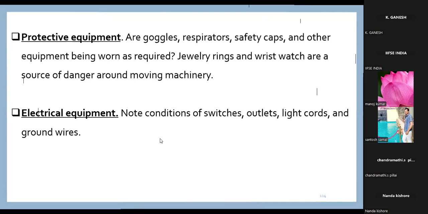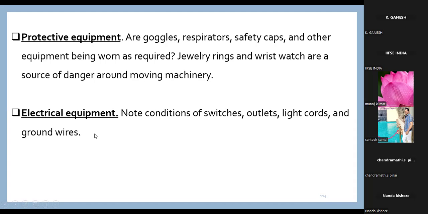So for PPE: are the goggles, respirator required being worn for the required job? Jewelry, rings, and wristwatch are a source of danger around moving machinery. So for the production process, especially for the maintenance department and electrical department, we are very strict about this, including their belt buckles. If they have metal ones, we ask them to remove them when they go for such a process.